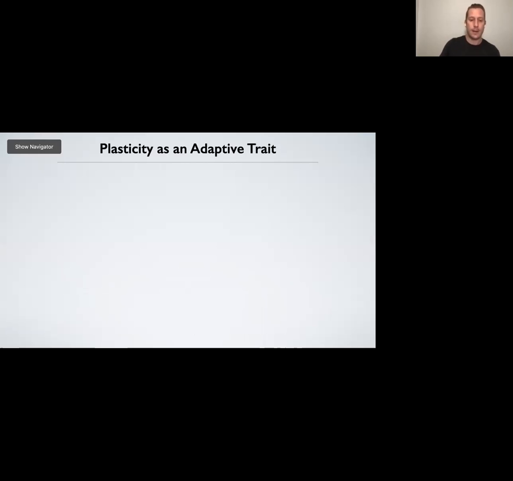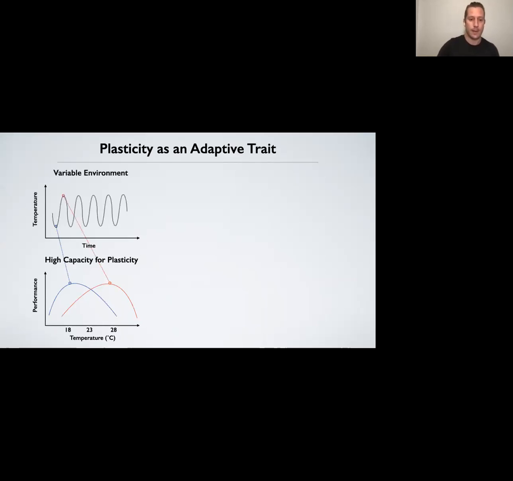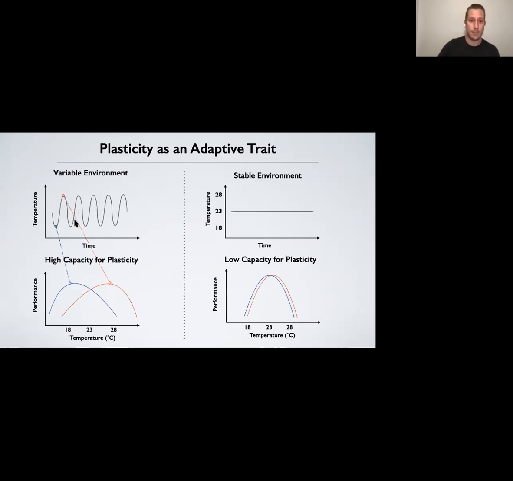So there's often interspecific genetic variation for plasticity. And this means that selection can act to shape the amount of plasticity that different populations exhibit. So in variable environments, we'd expect to see a high degree of plasticity because we'd expect plasticity to be buffering against these dynamic changes. In more stable environments, however, it appears that plasticity may come at a cost.